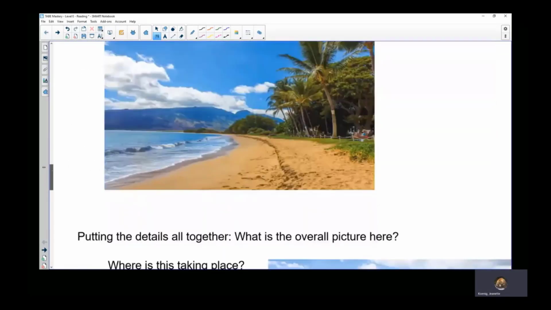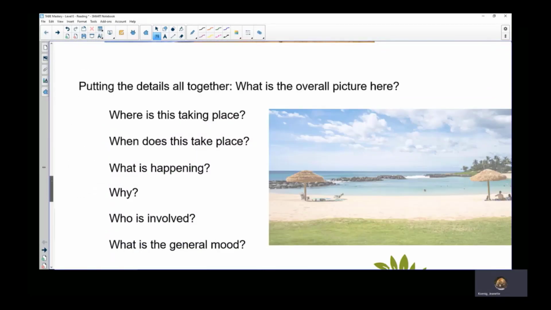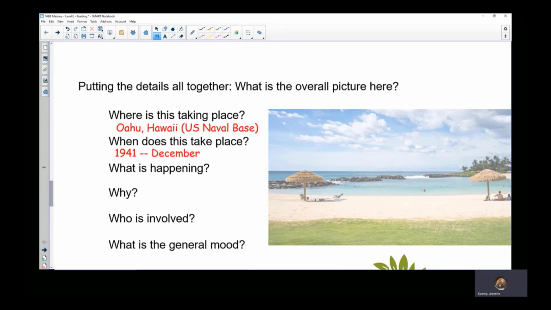You put all these details together, what's our overall picture? Where's this story taking place? Hawaii, Oahu, Pearl Harbor, Navy base. Hawaii. When does it take place? 1942. 1941, but you don't know that from the text. I'm just telling you that. What can you tell me from the text? Do you remember? It was winter because it's December. And also, I remember them talking about Sunday.